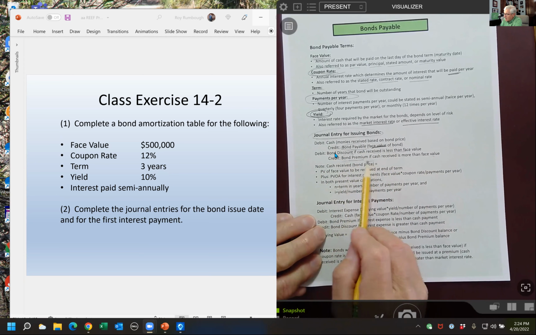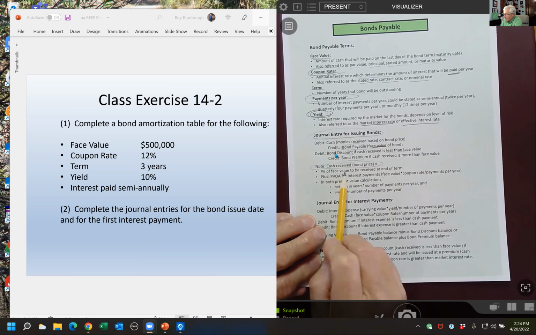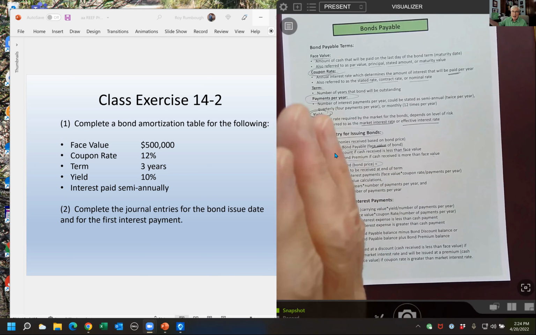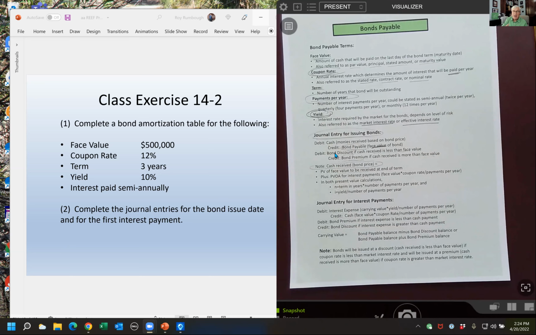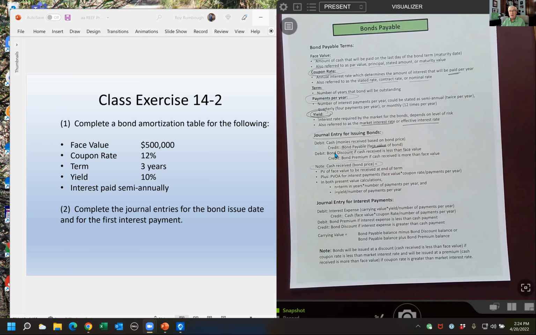Now, how do we determine how much cash will be received? It's going to be the present value, and this just makes sense, I hope, to you. There's two cash flow streams, if you will. The face value that will be paid at the very end of the bond, that last date, we're going to have to find the present value of that. And there's also going to be an annuity of semi-annual payments based on the coupon rate. And we're going to have to figure out the present value of that.